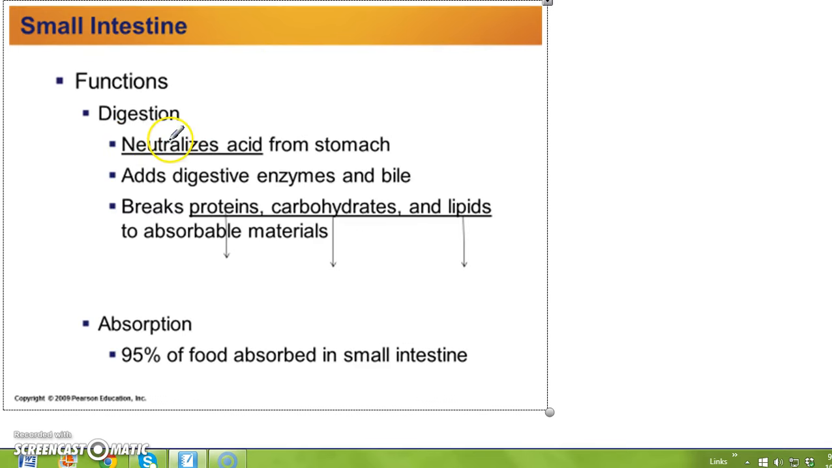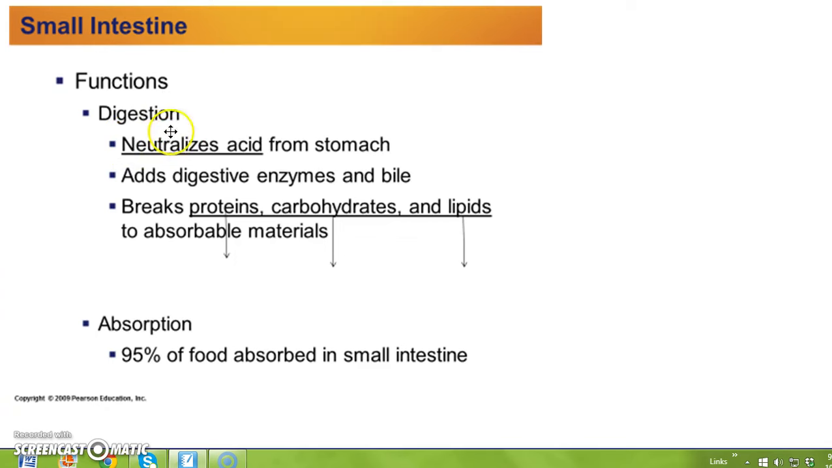The small intestine has lots of activity. By default, if I ask you where something's happening and you don't know, you have the highest probability of getting it right if you say small intestine. It's going to be neutralizing acidity. It's going to be adding lots of digestive enzymes to break down anything that hasn't been fully digested yet. We're going to hit those proteins one more time with something called trypsin. Instead of pepsin, now it's trypsin.